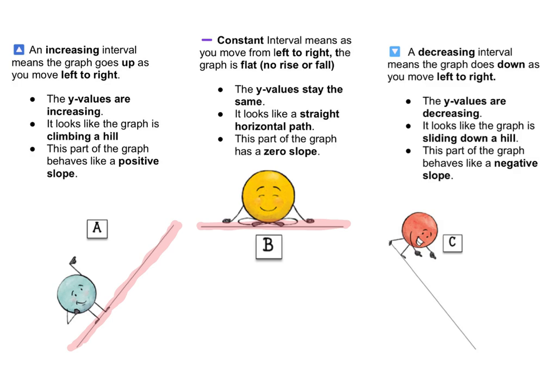Whereas decreasing is a graph that goes down as you move left to right. So starting from the left, as we go toward the right direction, we're moving down like we're sliding down a hill. This would also be known as a negative slope.